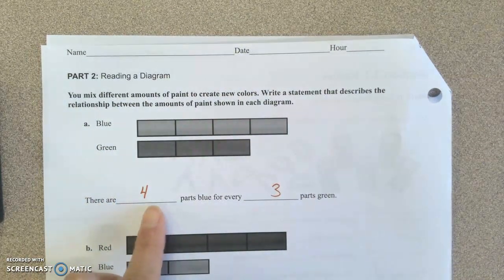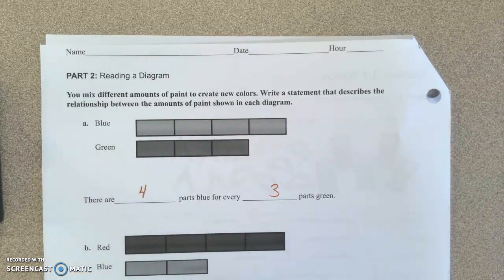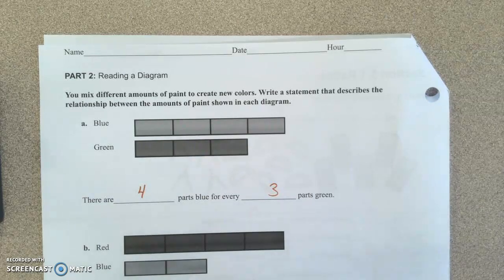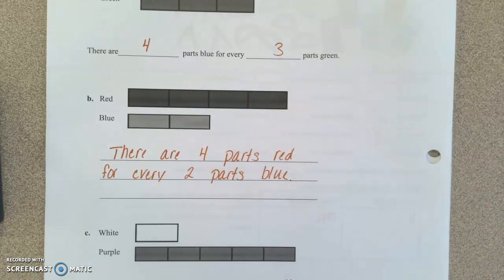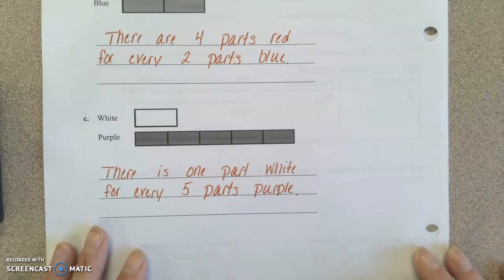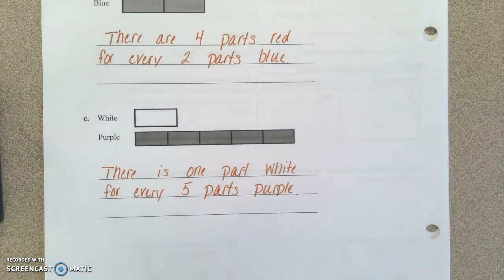So this one, 4 parts blue for every 3 parts green. Go ahead and pause your video and create ratio relationships or ratio statements using this language on the next 2. Okay, this one would be there are 4 parts red for every 2 parts blue. And there's 1 part white for every 5 parts purple.